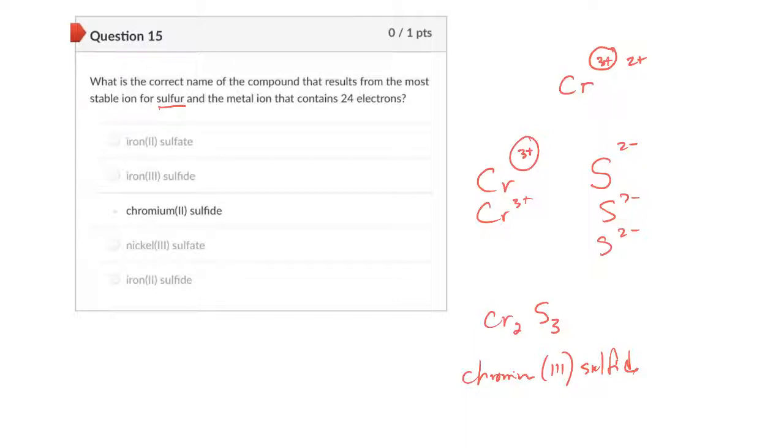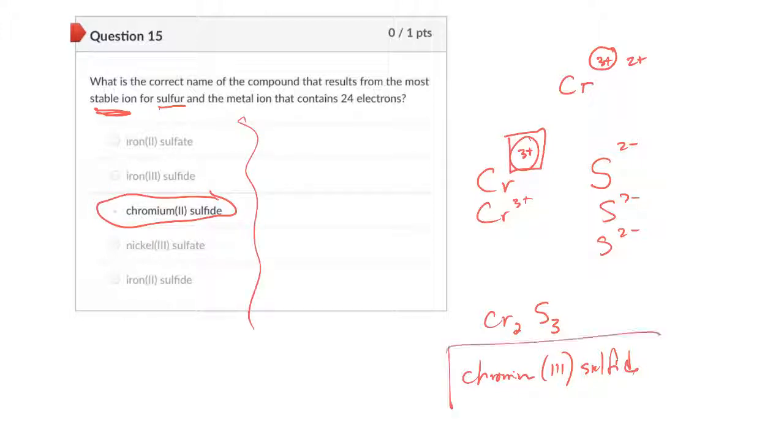Interesting. 24 electrons. That's chromium. This is the only one that it could be. But it says the most stable ion, and the most stable ion is always the one listed first. And that's, let's just make sure. Yeah, it's a 3 plus. Correct answer, not there. Should be chromium 3 sulfide. Hopefully that helps.